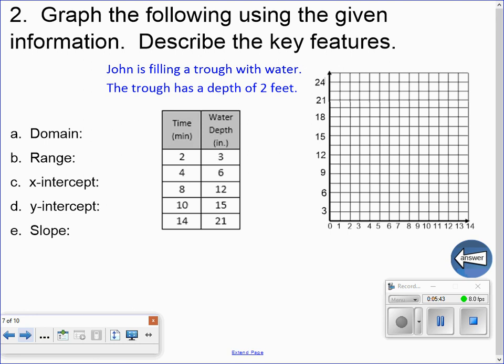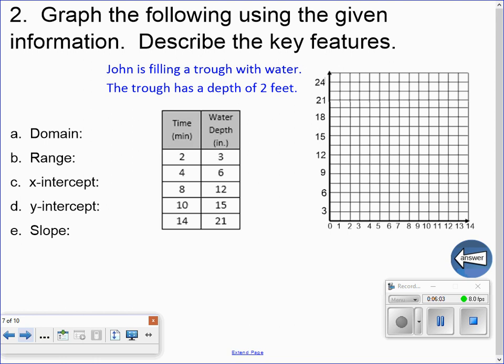We're going to graph the following using the given information. So here we have a table. Remember that one of the ways that we can graph a linear relationship is if we have a table. So we have a word problem. It says John is filling up a trough with water that has a depth of 2 feet. And so these are the values that we have.